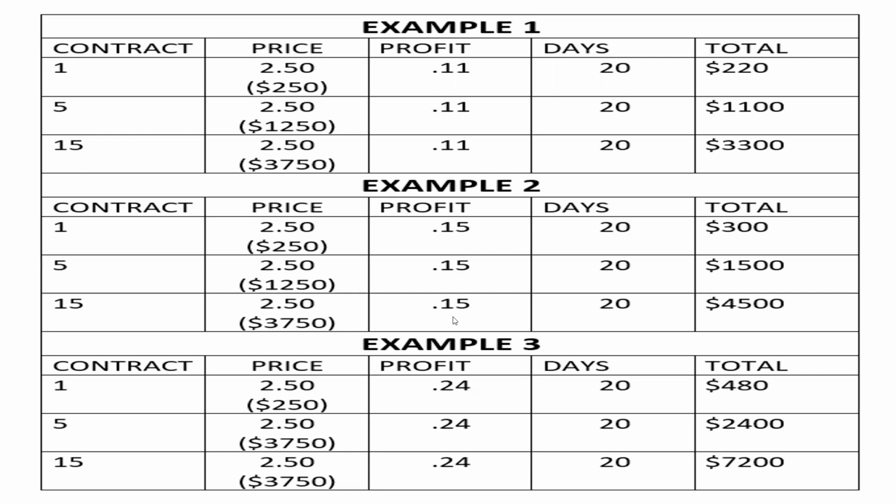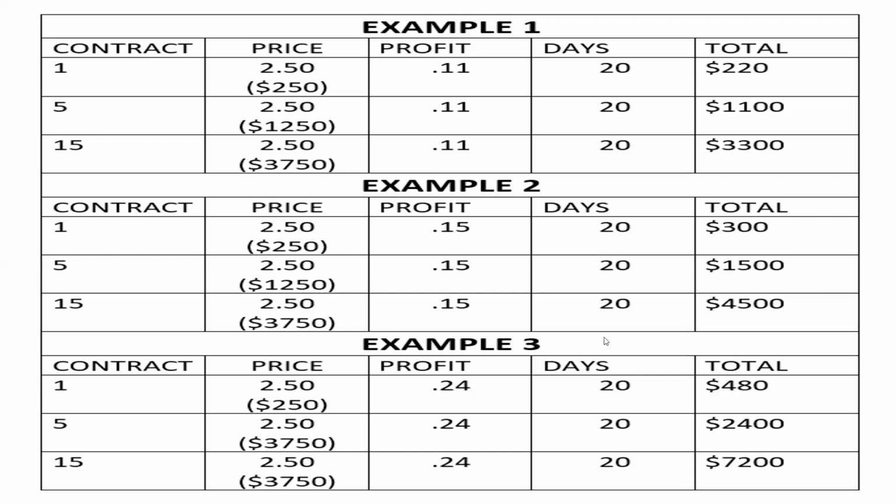So let's go to example 2 with 15 cents. Let's say you're comfortable making 15 cents a trade. So with one contract, $300 at the end of the month. With 5 contracts, $1,500 at the end of the month. And with 15 contracts, $4,500 at the end of the month. Still with that same $3,750 for 15 contracts, $1,250 for 5 contracts, and $250 for 1 contract.